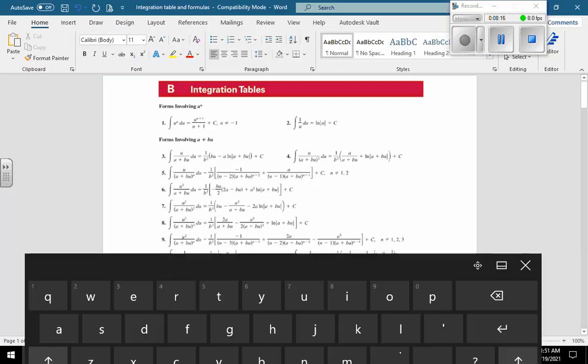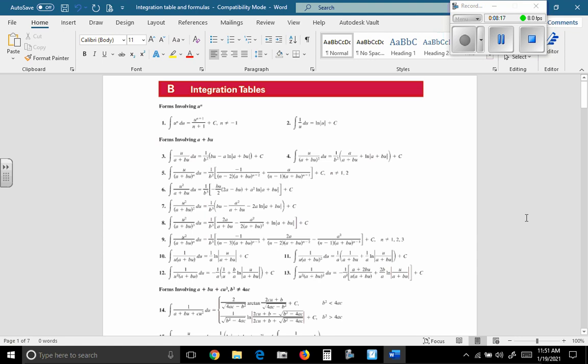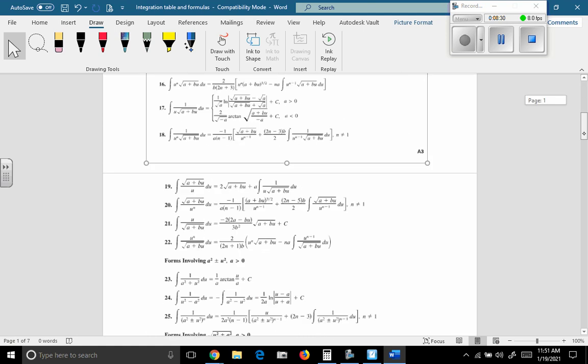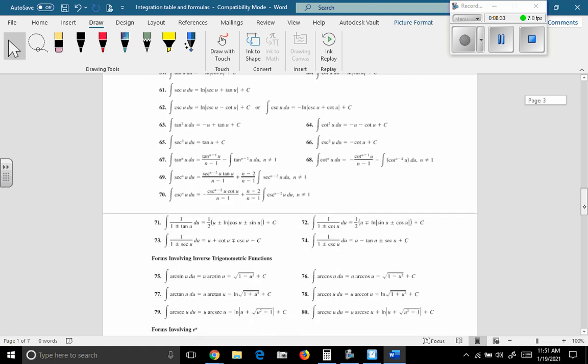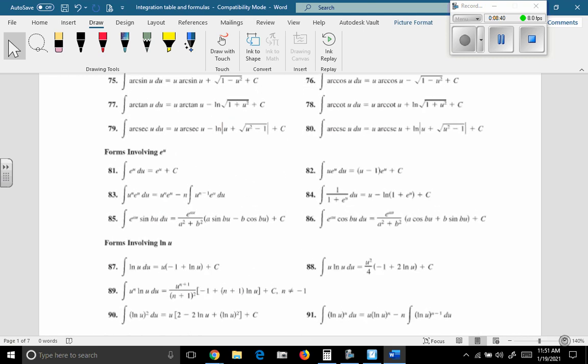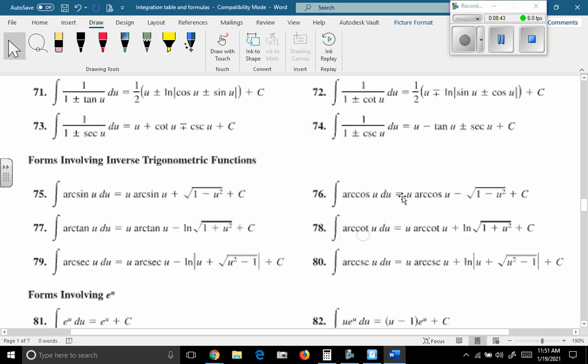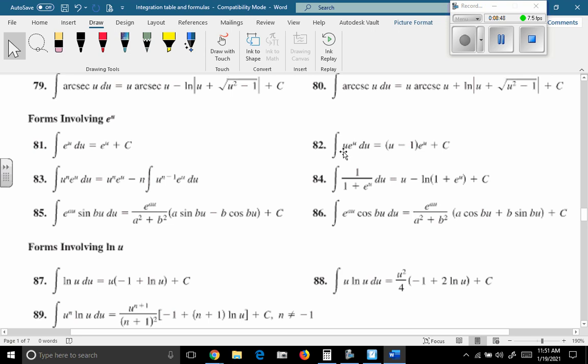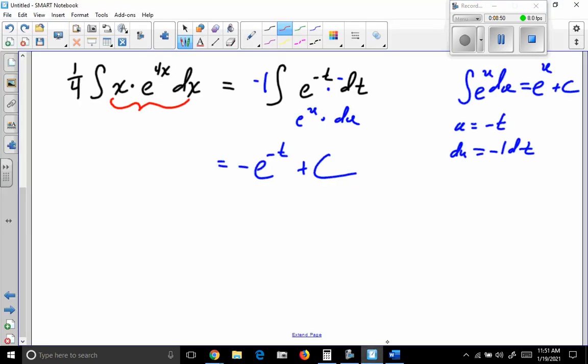So if we pull up the integration table, then remember what it looks like. Let me scroll. So if we scroll down through here, starting in 81, we have ones that have an e to the u in them. So 82 is when we have a u e to the u. And that's kind of what we have here.